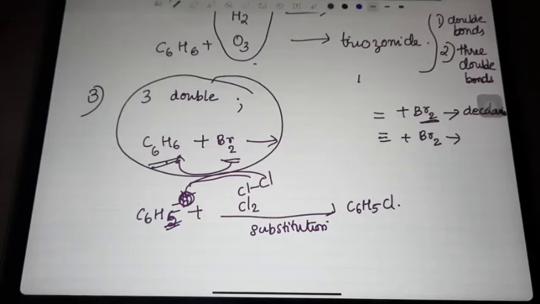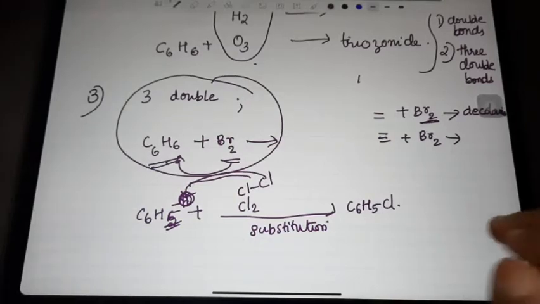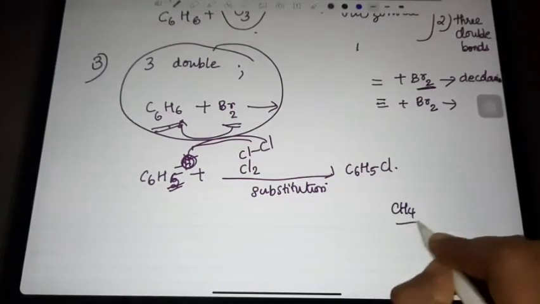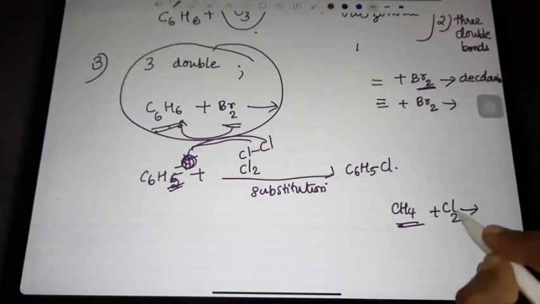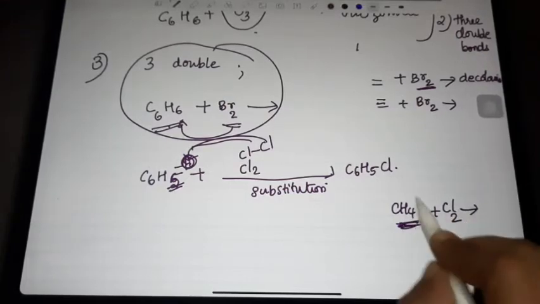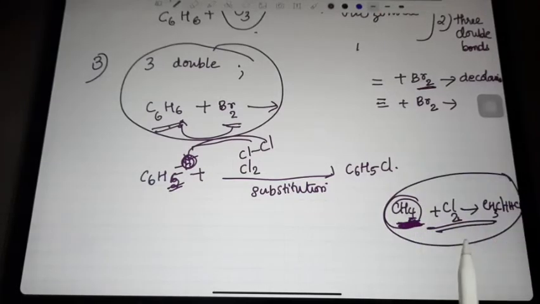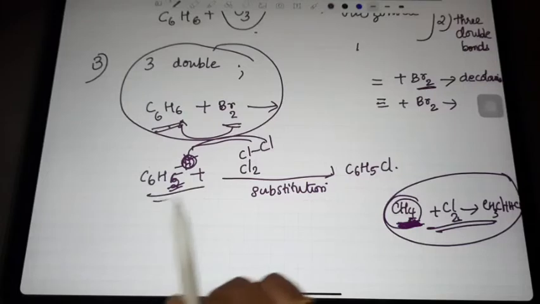Like saturated compounds. We do this type of substitution reaction in the case of aliphatic compounds, for example CH4. Why? Because CH4 is an aliphatic saturated compound. Here there are single bonds only. That means one of the H from this CH4 is replaced by chlorine. So CH3Cl plus HCl is formed. Right? So in saturated compound situations we discussed substitution reactions. That type of substitution reaction is possible to see in the case of C6H6.